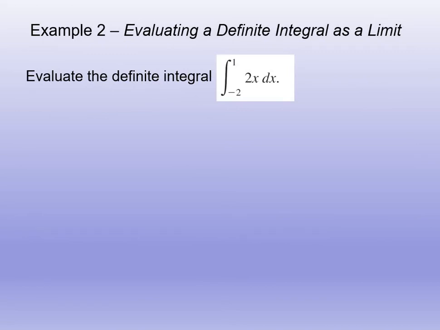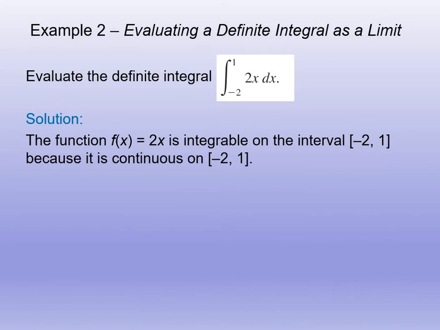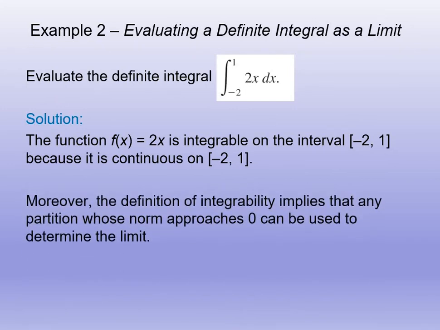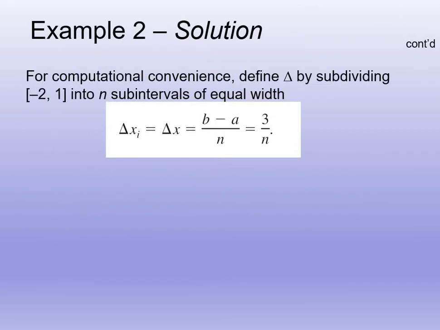Let's do an example. We want to evaluate a definite integral: the integral from -2 to 1 of 2x dx. How are we going to do this? For now, we're going to use our Riemann sum and substitute in. We know that it's continuous on that interval, so we know that we can actually integrate it. Very important there. And we're able to take that limit as the norm approaches 0.